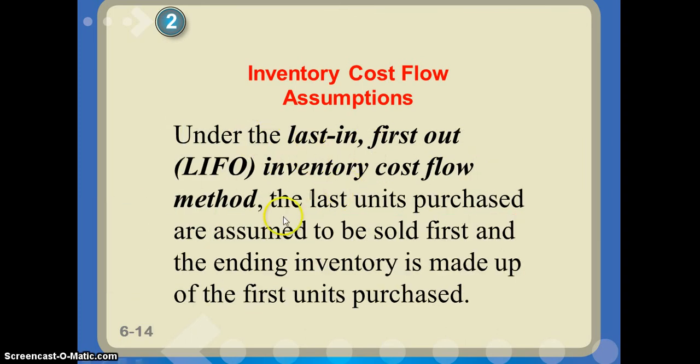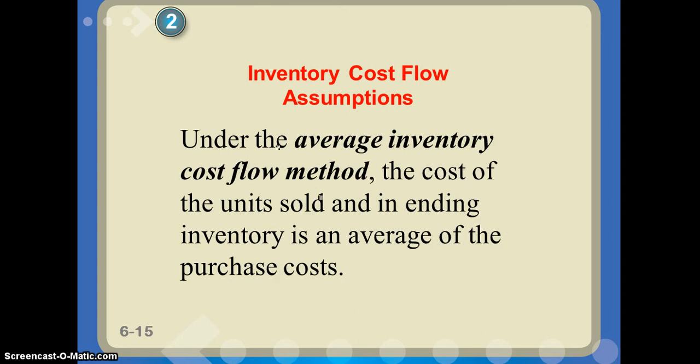Last in, first out. The last units purchased are assumed to be sold first, and the ending inventory is made up of the first units purchased. So our last units are sold. And in the average inventory cost flow method, we figure out an average inventory each time that we make a purchase or sale.